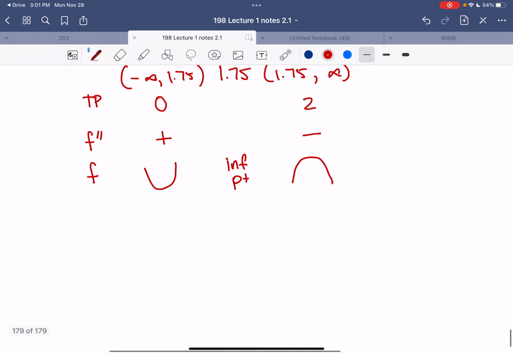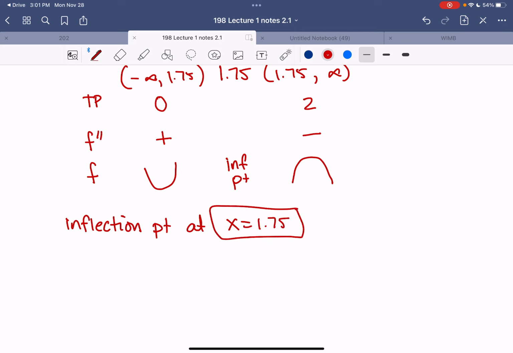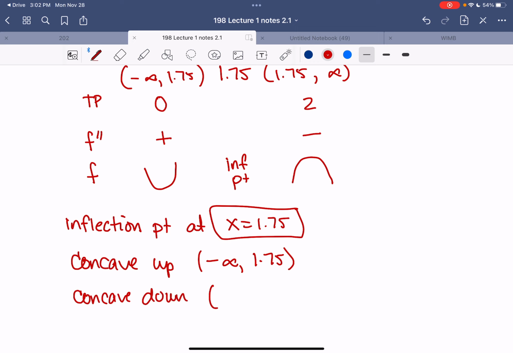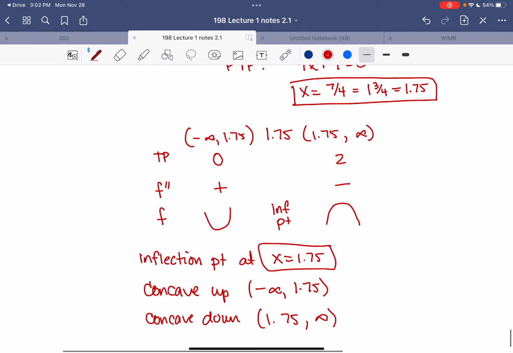So what do we know? We know that we have an inflection point at x equals 1.75. We know that it is concave up on the interval from negative infinity to 1.75, and I'm just reading from my chart where it has the smiley face. And we know that it is concave down on the interval from 1.75 to infinity, right? Just from the little chart there.